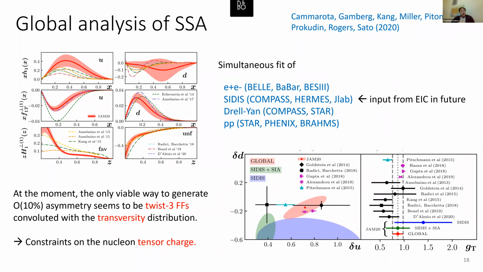And this is a good sign because this twist-3 fragmentation function couples with the transversity distribution function, which is related to the tensor charge. So there is an interesting discussion whether this tensor charge obtained from the single spin asymmetry data is consistent with the lattice calculation. This is shown on this lower right plot.